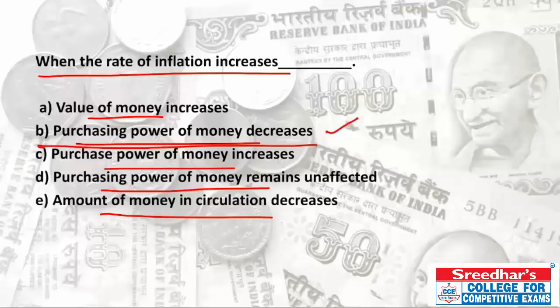So what is the inflation rate? The rate at which prices increase over time is called the rate of inflation. The rate at which prices increase over time results in a fall of the purchasing value of money, meaning you need to pay more money for purchasing a product. Earlier if you were paying 10, now you need to pay 15 rupees. So purchasing power of money decreases.